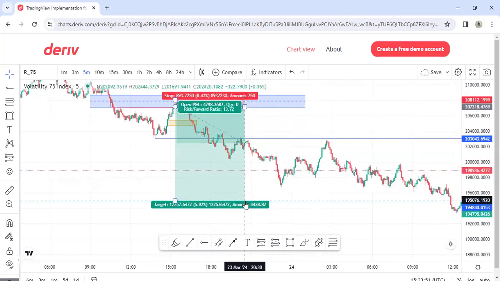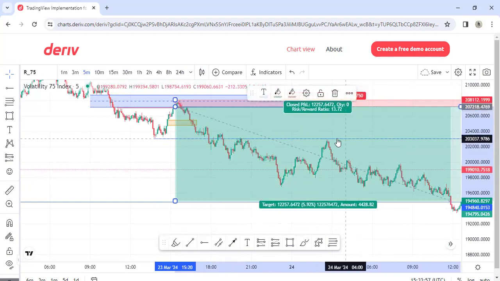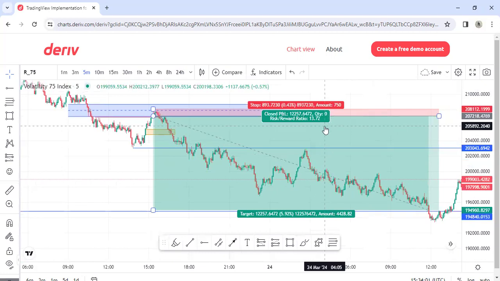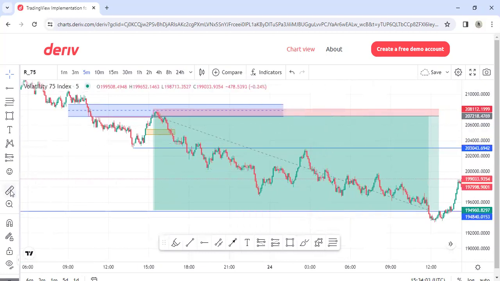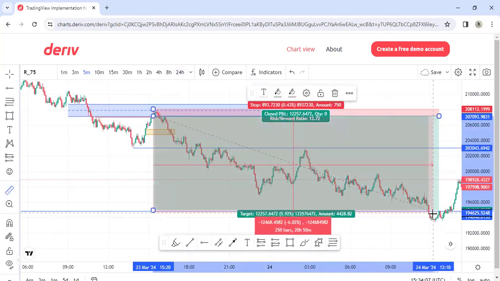So how long did this take? From this entry here down to this point, I hit take profit, somewhere around there. So this would have taken about... how long is this? Let me measure it from here to this point. So this took about 20 hours. So you can see I didn't want to be holding a trade for 20 hours.